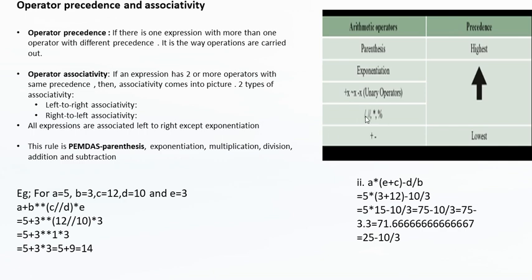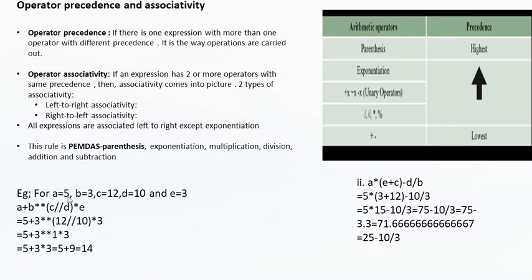So whenever you have division and floor division in the expression, the evaluation would be left to right by default. But of course, if you have exponential, then it is right to left. The rule that you have to remember is PEMDAS, where P stands for parenthesis, then exponential, multiplication, division, addition and subtraction. So this is the order of precedence. This is the rule that you have to remember.